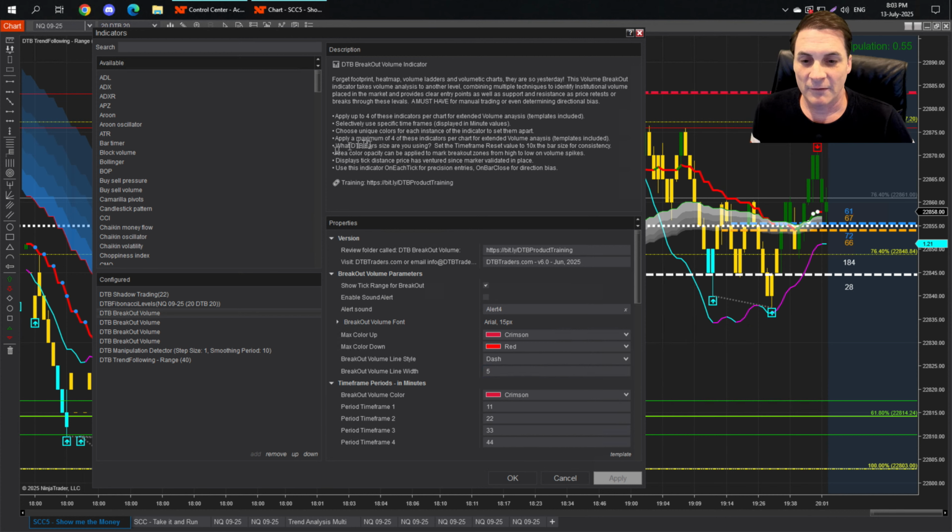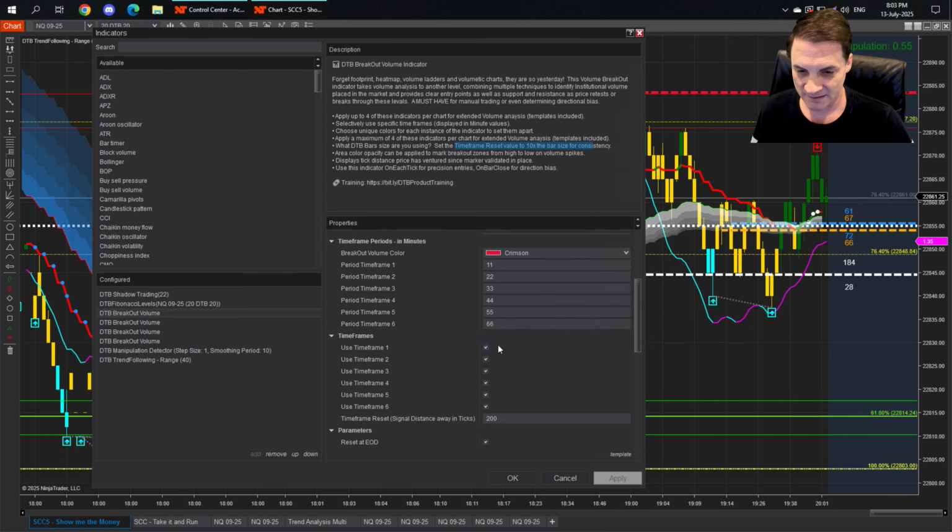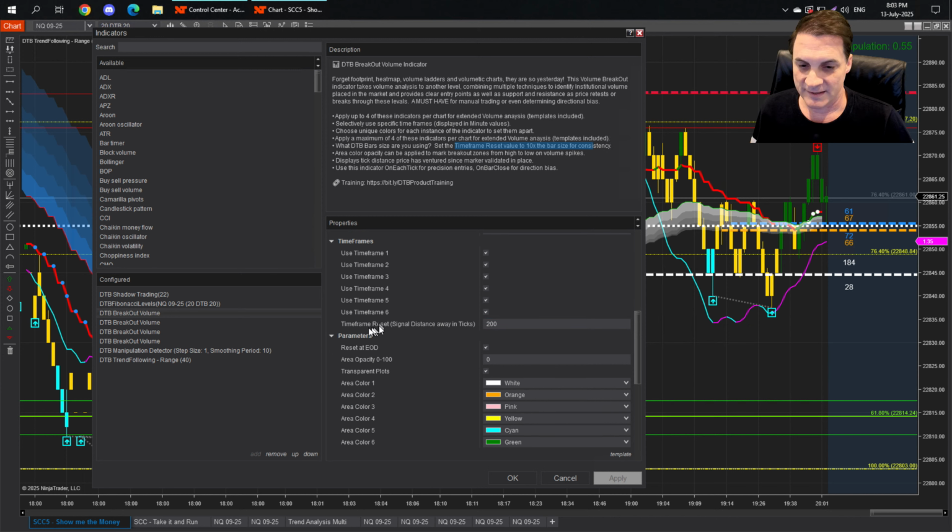Apply a maximum of 4 of these indicators per chart for extended. It said that twice, I can remove that. And then it says, what DTB bar size are you using? Set the time frame reset value to 10 times the bar size for consistency. Okay, what's time frame reset? Oh, there it is. Time frame reset value. There's the value there, 200.